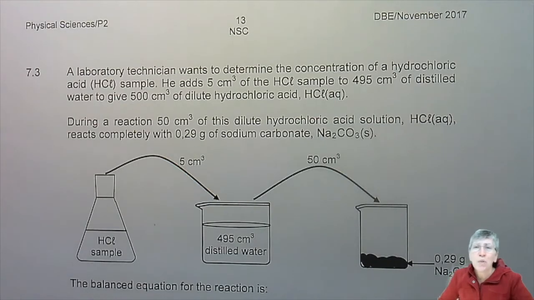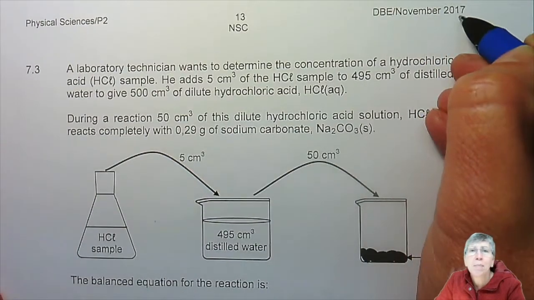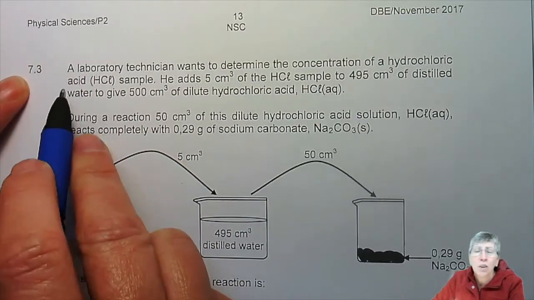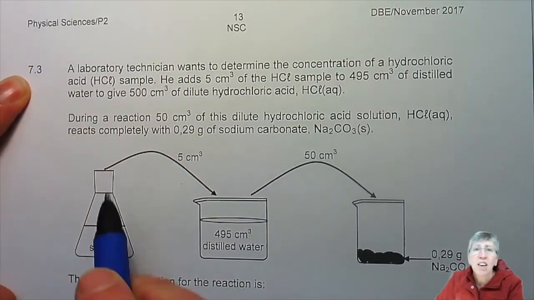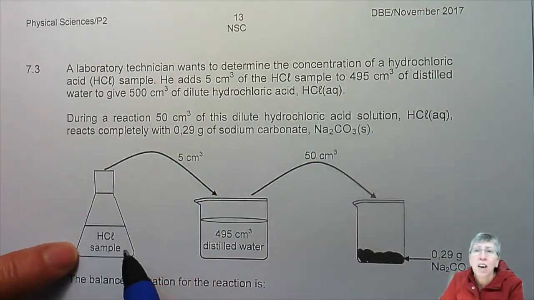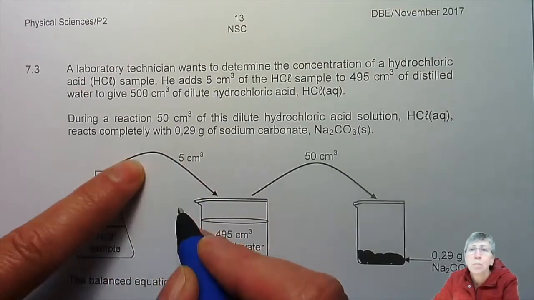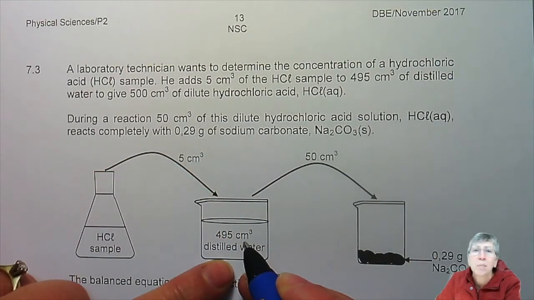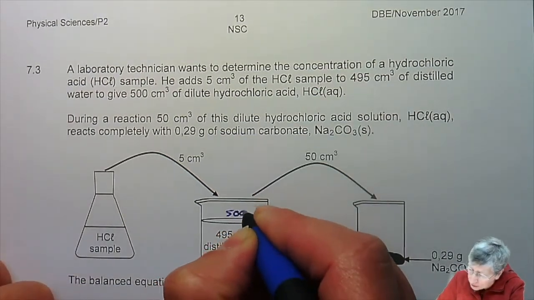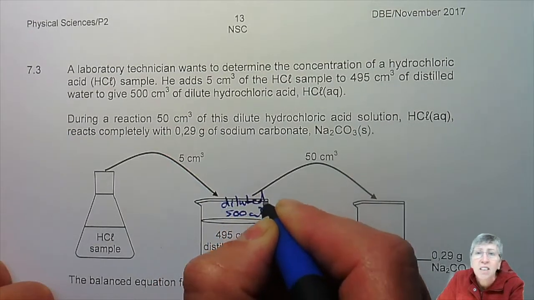Now, the last question we're going to look at today comes from the November 2017 paper, and we're not looking at the whole acid-base question. We're only looking at the one that requires a lot of mole calculations. In a laboratory, a technician wants to determine the concentration of a hydrochloric acid sample. He adds 5 cm³ of that sample to 495 cubic centimeters of distilled water to give a total volume here of 500 cubic centimeters, and that is now the diluted acid, right?